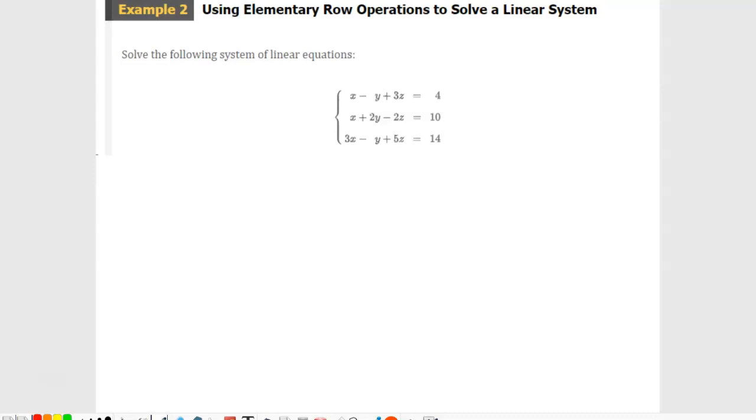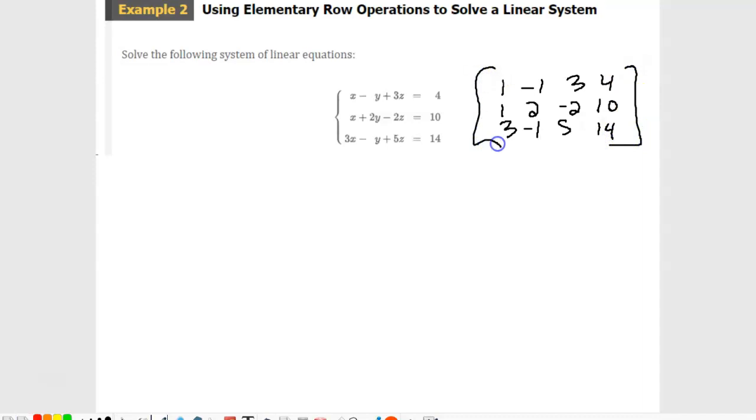So, I look at this and I notice, by the way, this is a 3x4 matrix. So the very first thing I do, if I'm doing this in matrix form, is write the augmented matrix. So this is 1, negative 1, 3, 4, and then 1, 2, negative 2, 10, and then 3, negative 1, 5, 14. And this is the augmented matrix. Again, I'm just writing the numeric values.